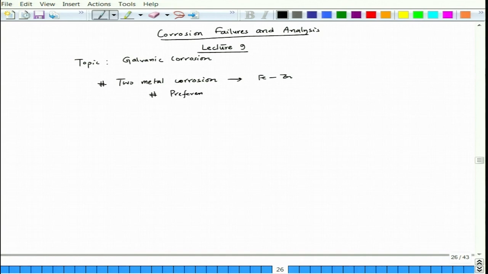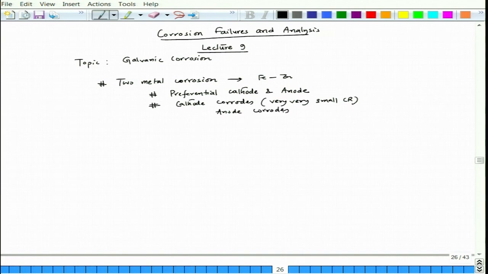The observations were preferential cathode and anode, and the second observation was that the cathode also corrodes, but at a very, very small corrosion rate, and the anode corrodes at a high rate. Fine.